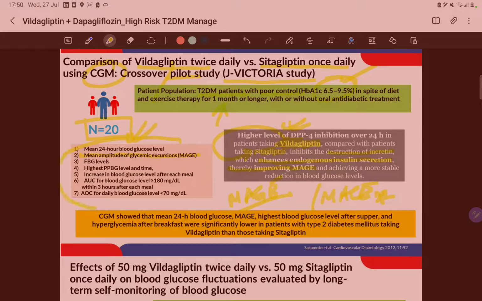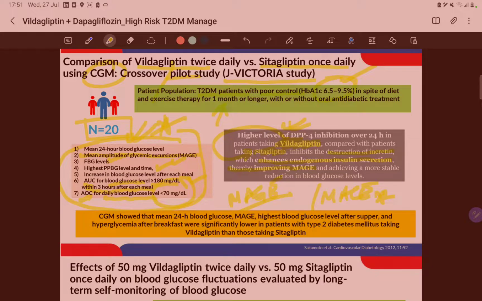Okay, so these 7 parameters were actually observed. We'll discuss these 7 parameters. Mean 24 hours blood glucose was taken. Mean amplitude of glycemic excursions was measured. FBG, fasting blood glucose level, was measured. Highest postprandial blood glucose level and its time were measured. Increase in the blood glucose level after each meal was measured. Area under the curve for blood glucose level more than 180 mg per deciliter within 3 hours after each meal was measured. Area over the curve for daily blood glucose level less than 70 mg per deciliter was measured.